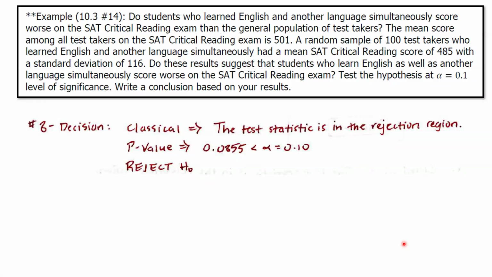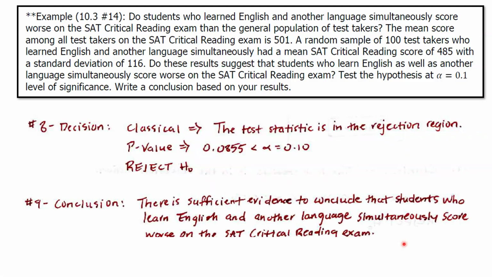0.0855 is less than 0.1, so we also, in using this approach, will reject the null. So our conclusion is that there is sufficient evidence to conclude that students who learn English in another language simultaneously score worse on the SAT critical reading exam. So in this problem, what were we testing? Let's walk through it just to make sure we understand it.